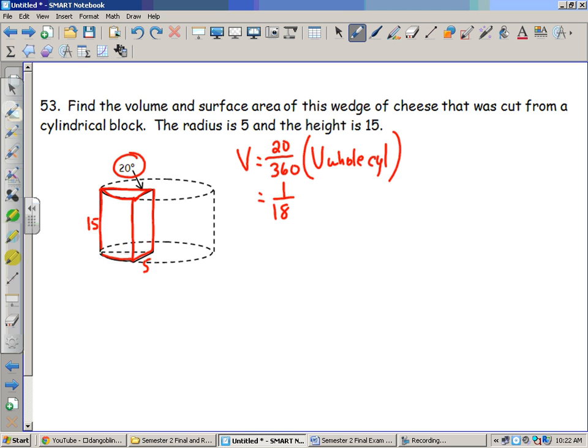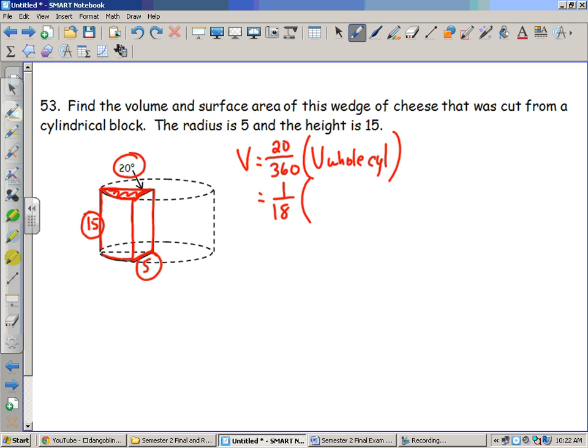So whatever the volume of the entire cylinder is with radius 5 and height 15, I know the volume of my little wedge is going to be 1/18 of that. And it kind of makes sense. You could figure out the area of this part as 1/18 the circle, and then times that by 15. It's going to be the same exact thing.